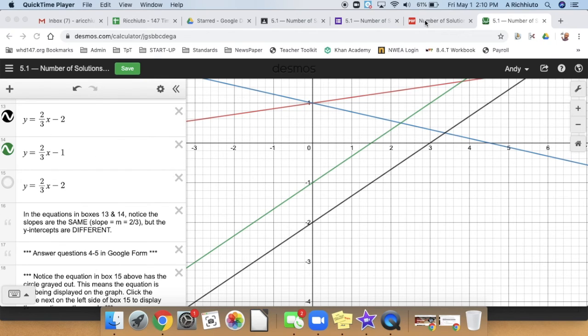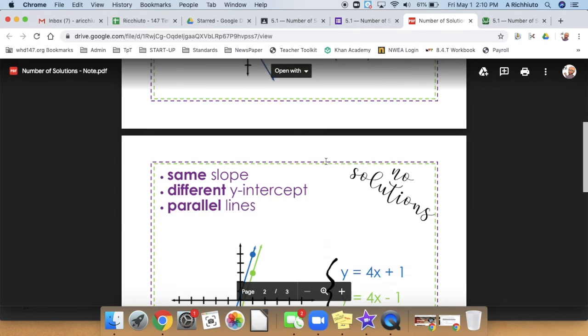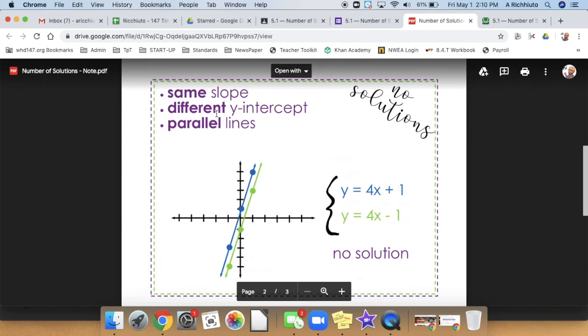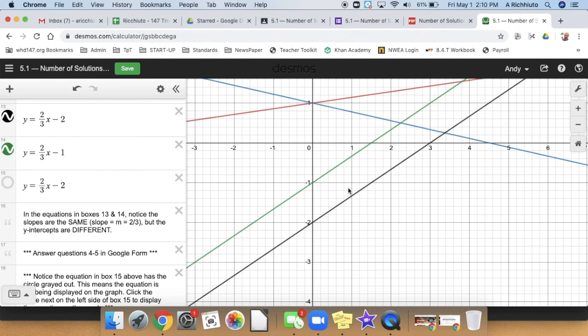Same slope, different y-intercept. If we take a look back at our notes, same slope, different y-intercept should be parallel lines. It looks like that's what we have, right? Like railroad tracks. The lines on a railroad tracks. They're never ever going to touch.